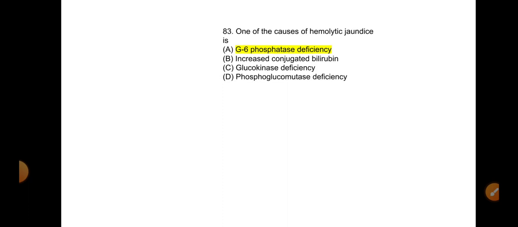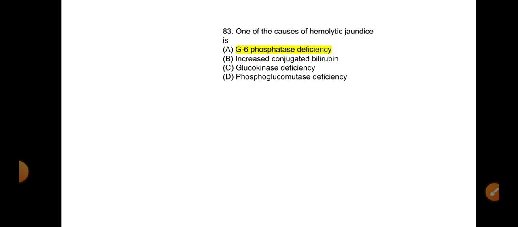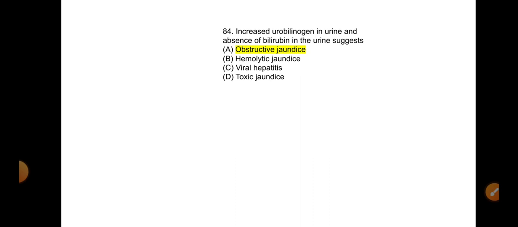An increase in serum unconjugated bilirubin occurs in hemolytic jaundice. What happens is serum unconjugated bilirubin is not bound but it gets increased. Hemolytic, in which your blood cells are getting burst. So one of the causes of hemolytic jaundice is G6 phosphatase deficiency. If this enzyme is deficient, you can see when there is enzyme profiling during jaundice, this is also profiled. G6P deficiency causes hemolytic anemia, jaundice. Increased urobilinogen in urine and absence of bilirubin in the urine suggests obstructive jaundice.